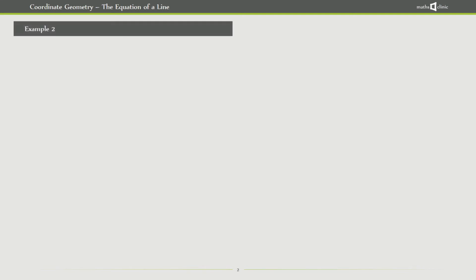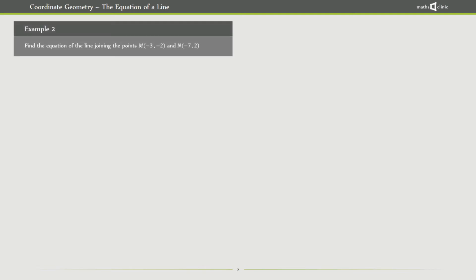So example 2. Example 2 says find the equation of the line joining the points M (-3, -2) and N (-7, 2). Okay, this time we've been given 2 points. Remember, so far we've found the equation of the line when we're given the gradient and the intercept. We found the equation of the line when we're given the gradient and a point on the line. And now we're going to find the equation of the line when we're given 2 points on the line.